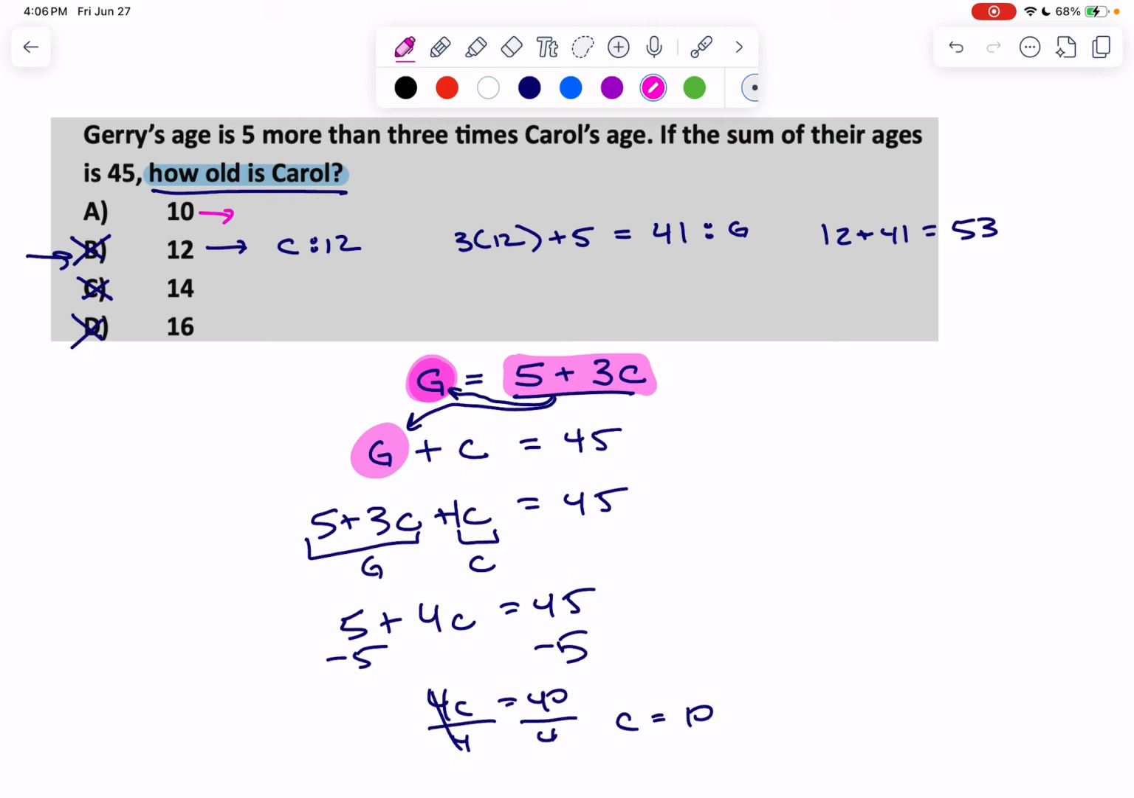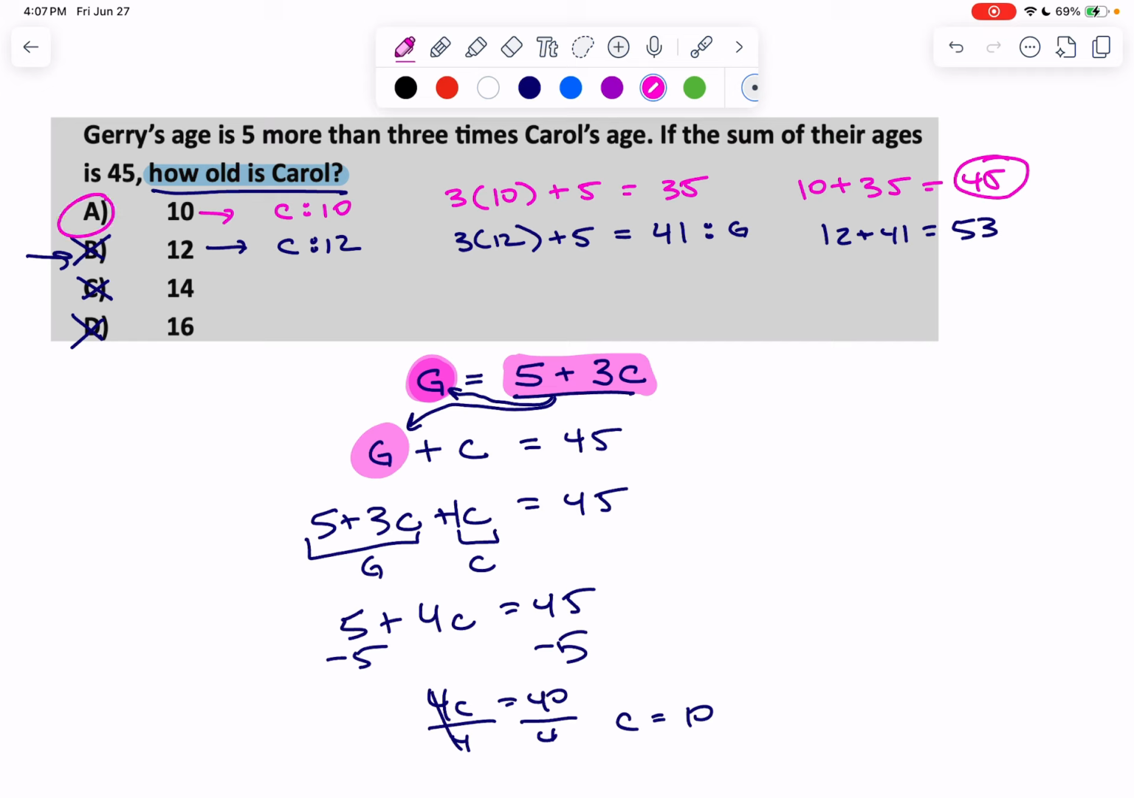So we're going to say for A that Carol is 10, and we know that Gary's age is 3 times Carol's age, plus 5 more than that. Okay, so that gives us 35. Let's check out the sum of their ages and see if it equals 45. 10 plus Gary's age, which is 35, gives us 45, exactly what we wanted. So we know that A is our correct answer.